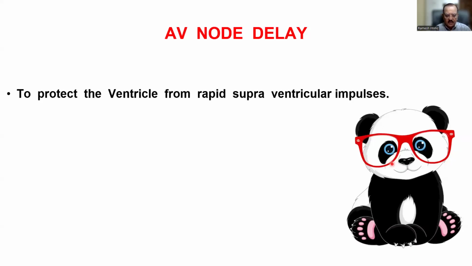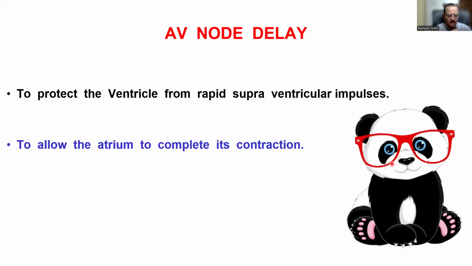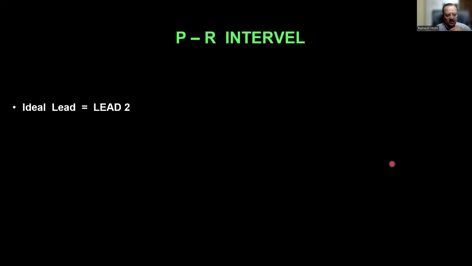So what is AV nodal delay? This you have seen already. It protects the ventricle from rapid supraventricular impulses, allows the atrium to complete its contraction, and boosts the atrial kick effect. These are the three purposes, right? Okay. So again, which lead is the best lead to recognize the PR?